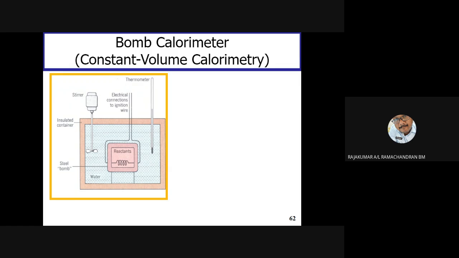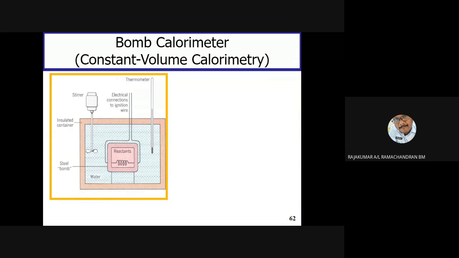What happened is you put the compound inside this steel Bohm. You can see this is called steel Bohm. So you put whatever compound you want to find the enthalpy of reaction, the enthalpy of combustion of that compound. You place the compound in the steel Bohm, and then you turn on the electrical connection to the ignition wire. So it's like toaster. Tahu toaster? You toast the bread, right? Or your microwave, a similar concept.